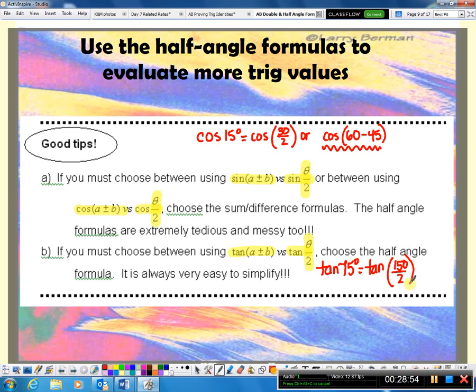Or you could write it as tangent of 30 plus 45. In this case, the half angle formula is actually the easier one to get through. So I will use those concepts as we work the following problems.